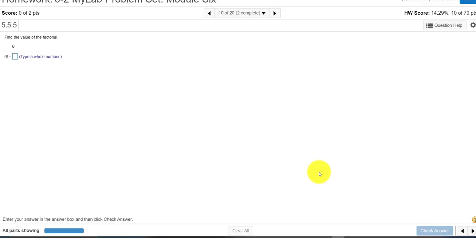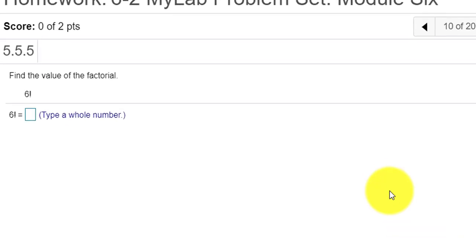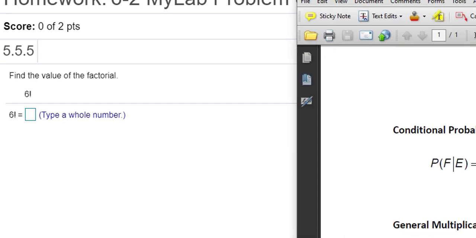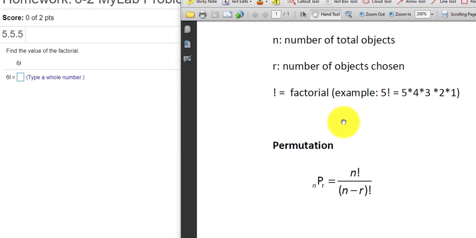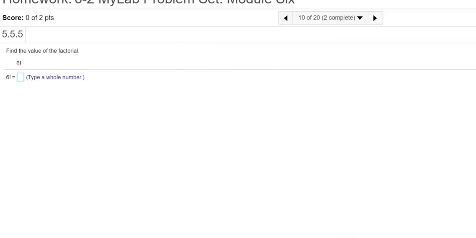Hello, class. In this video, I'm going to answer a few problems from your homework. First question says, find the value of the factorial. If you take a look at our handy formula sheet, the factorial symbol looks like an exclamation point, and it is essentially just saying, 6 factorial would be 6 times 5 times 4 times 3 times 2 times 1, right? Let's use our calculator.